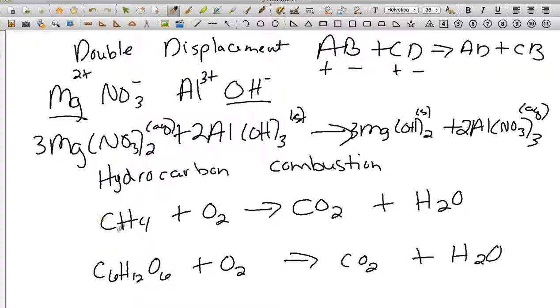All right, so let's look at methane and see if we can balance it. We had one carbon, 4 hydrogen, 2, so I'm going to put a 2 here. 2 oxygen plus 2 is 4. This needs to be a 2. So this is a hydrocarbon combustion balanced.